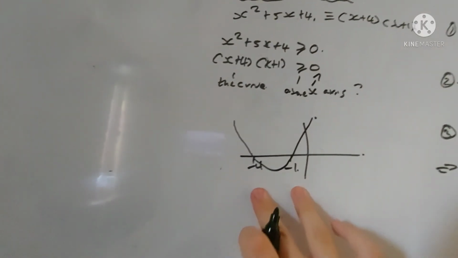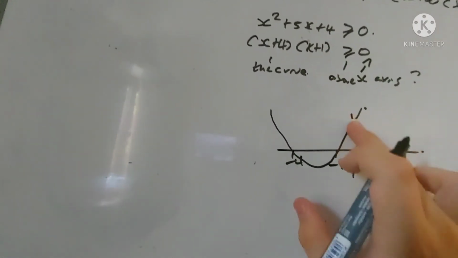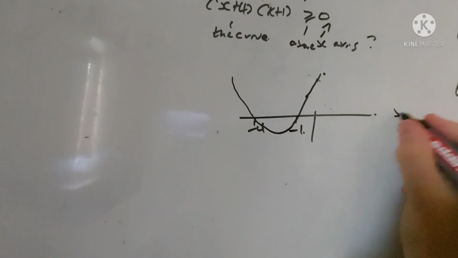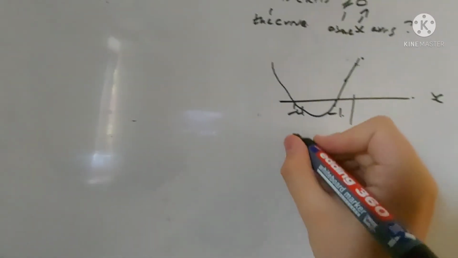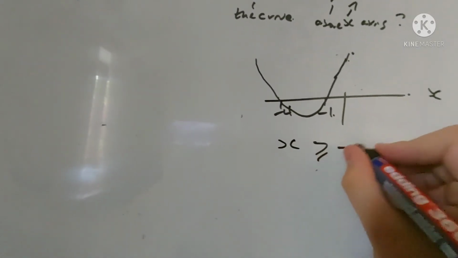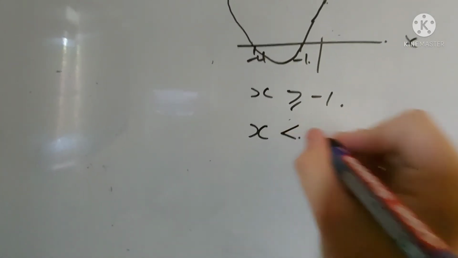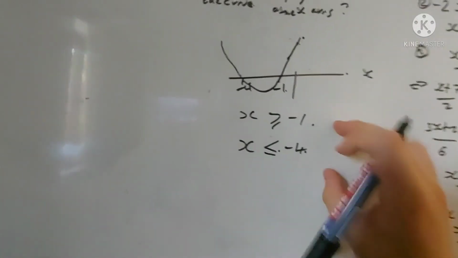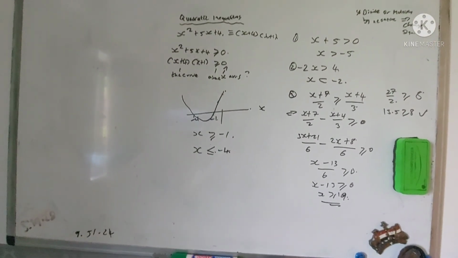So what do we need to find out here? Actually, you don't even need the y-axis here, you just need the x-axis. So where is the graph above the x-axis? Well, that is when x is greater than or equal to -1, and when x is less than or equal to -4. So I have two separate inequalities.